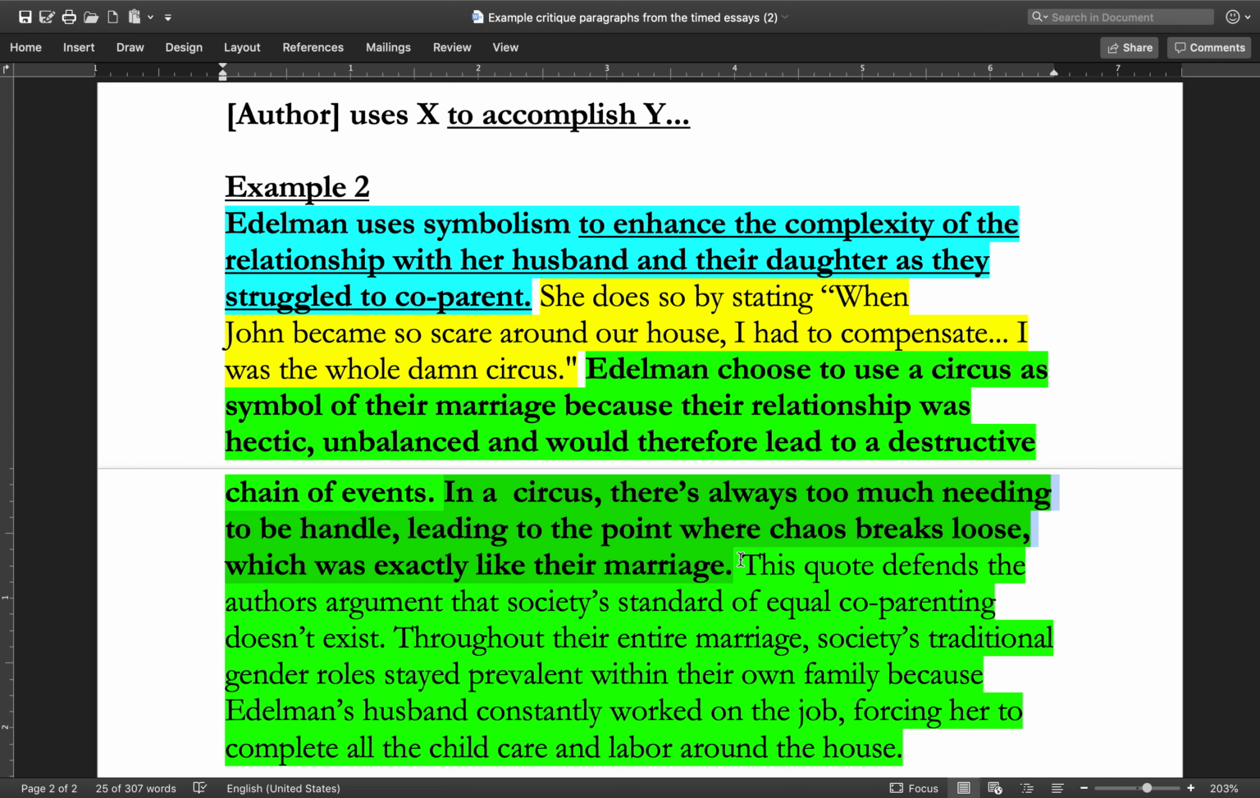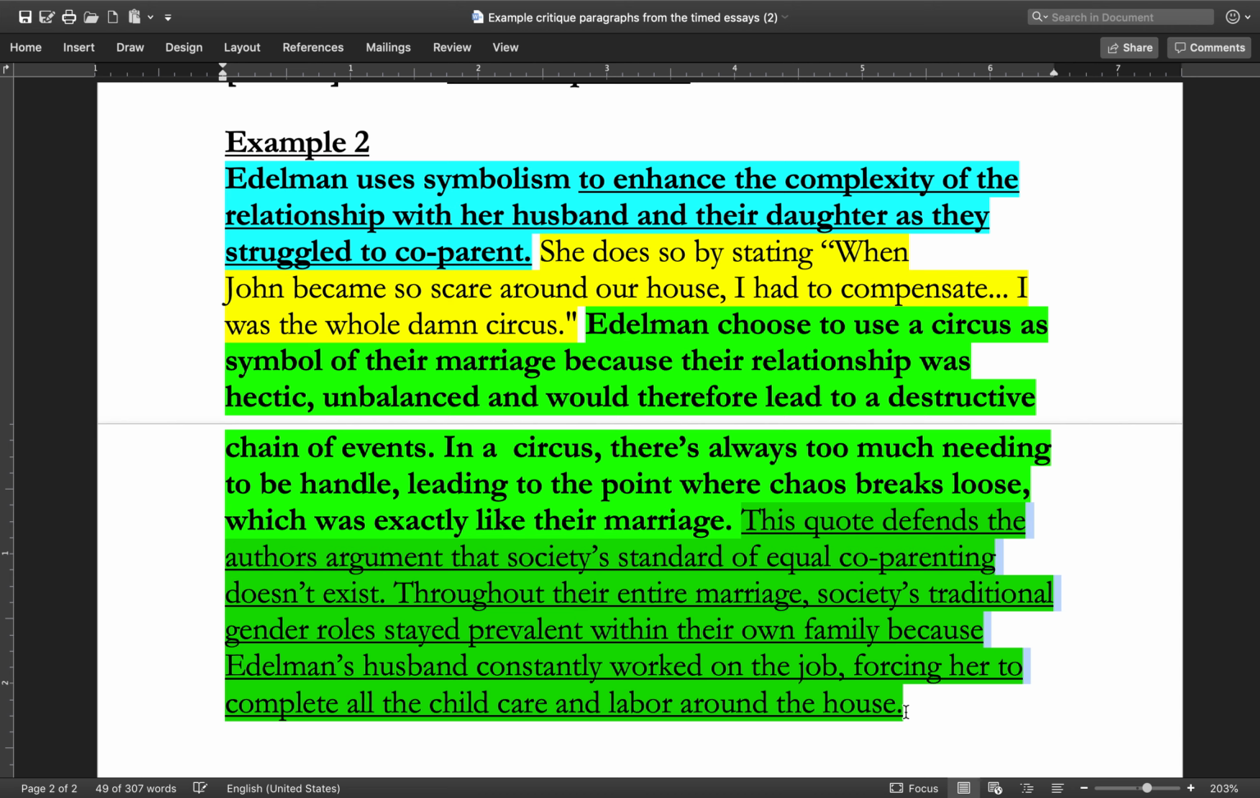And then the quote defends the author's argument that society's standards don't exist. For the rest of the explain, the student connects circus to, or explains how circus defends, her main claim that co-parenting isn't happening. So first unpack what the word choice means, and then explain how the word choice supports the main argument of the essay. It's a thorough explain, it's a quality explain.